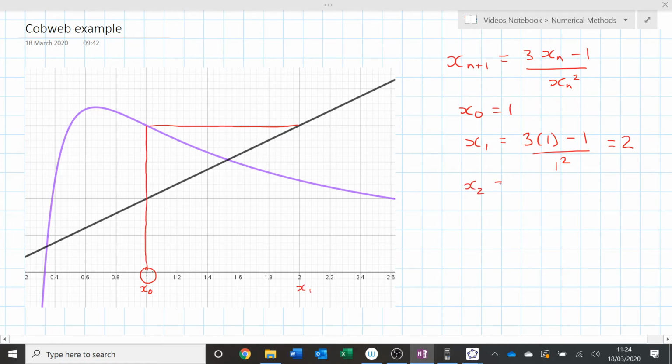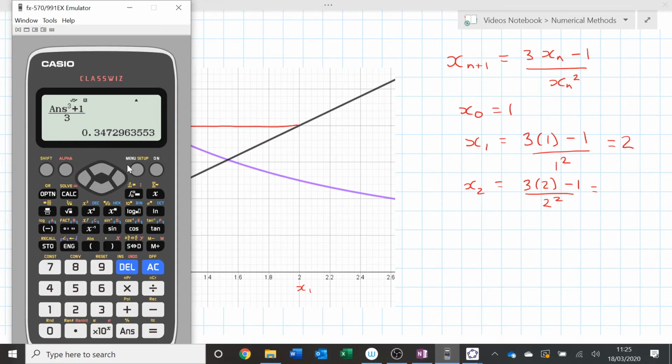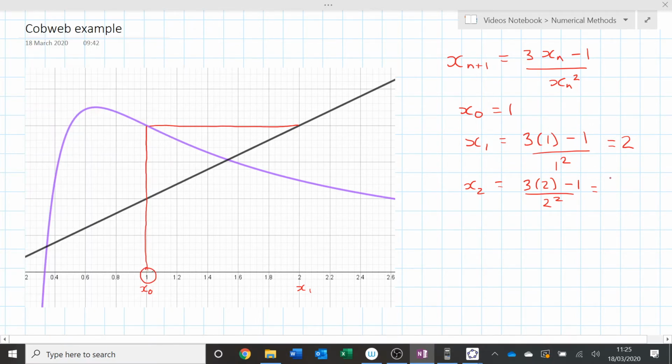Let's do x2. This is going to be 3 times 2 minus 1 over 2 squared. And at this point, I'm going to start putting it on the calculator. So I'm going to put 1 as my answer. 1 is now my answer. I'm now going to type the equation that I want. So I'm going to create a fraction. It is 3 times answer minus 1 over answer squared. So that should give me the next one, which is 2. I knew that was coming. The next one, 5 over 4. So this is 5 over 4.